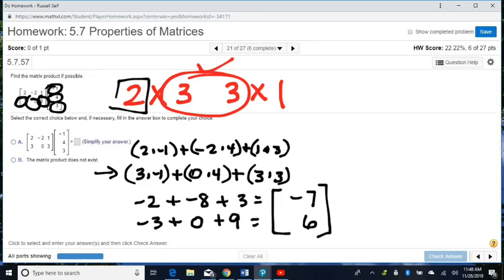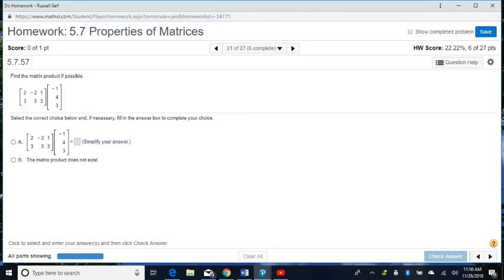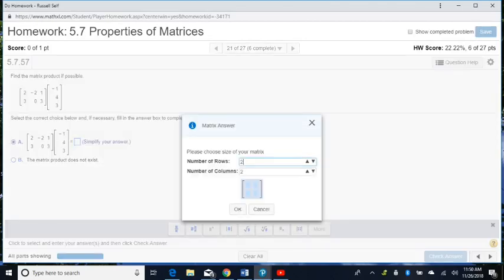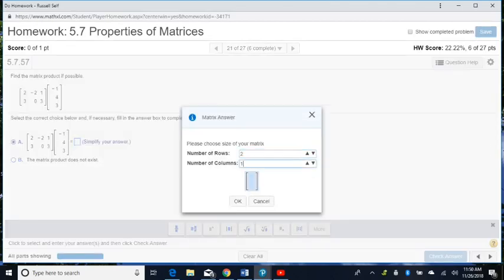And it is indeed a 2 by 1 matrix. So we know the size of it is right. Let's just see if I got the numbers right. Remember, it's negative 7, 6. So we get our matrix here, the right size. It's a 2 by 1.